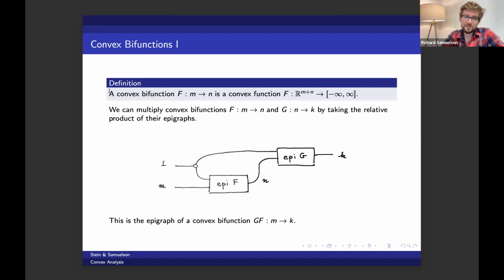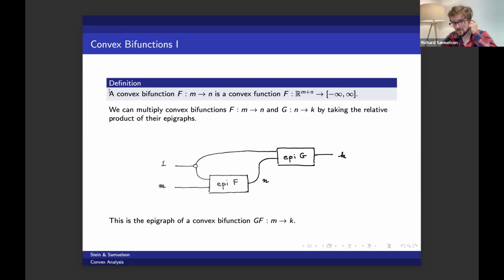So yeah, a bifunction from M to N is just a convex function defined on the product space. Rockafellar says that we can multiply convex bifunctions by taking the relative product of their epigraphs. And so this is a wiring diagram representing the multiplication or composition of two convex bifunctions via their epigraphs.